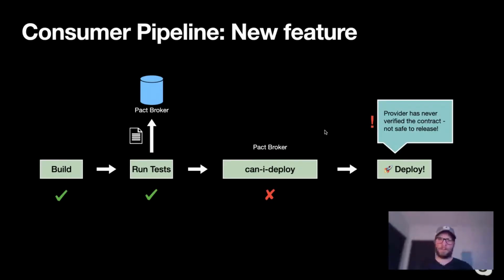A flow of implementing a new feature can be, as an overview, done like this. You build a new feature that talks to the backend API. We run the unit tests. We generate a contract, and that is shared to PACT broker. With a tool called Can I Deploy, we check whether the provider has verified this new contract.